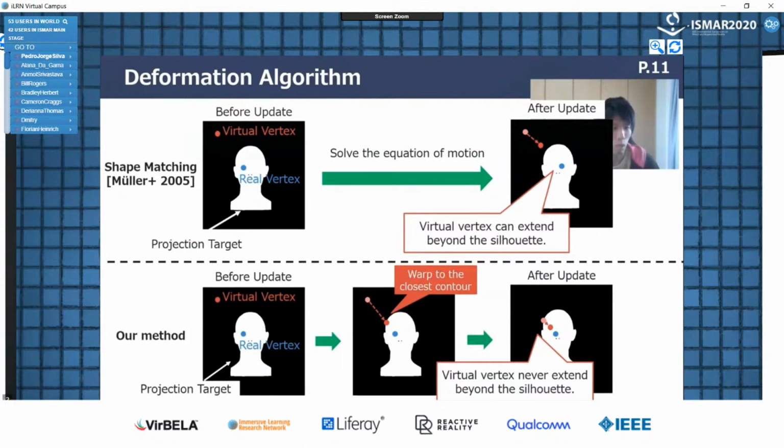Therefore, we inject a process of mapping the virtual vertex to the nearest controller before applying the equation of motion. This enables the virtual vertex not to extend out while maintaining a smooth distribution of vertices near the controller.